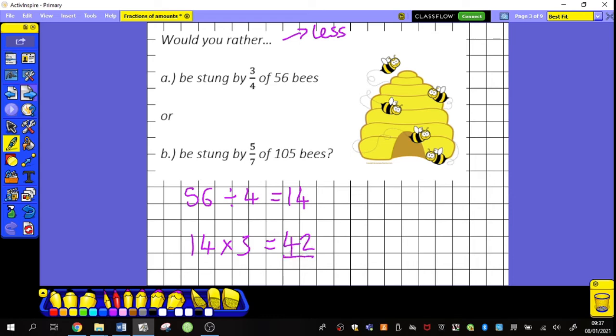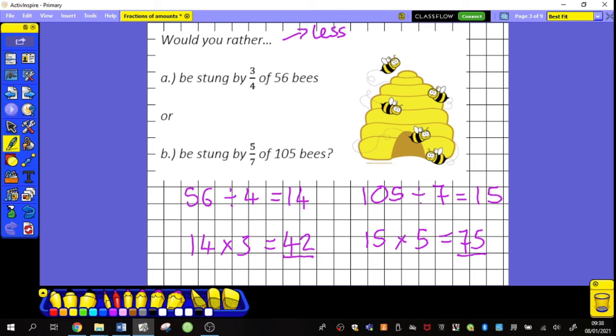Part B, I want to know whether 5/7 is greater or less than 42 then. So I recognise my whole is 105 in part B, and I'm going to split it into 7, so I'm going to divide it by 7, which gives me 15. Then I'm going to multiply that by how many I need, which was 5/7, which gives me 75 bee stings. So, as you can see, I would rather have 3/4 of 56 bee stings than 5/7 of 105 bee stings. I'd rather have the 42 than the 75.